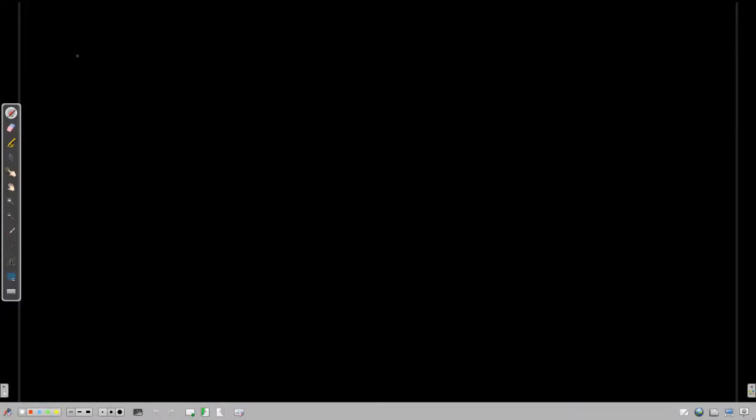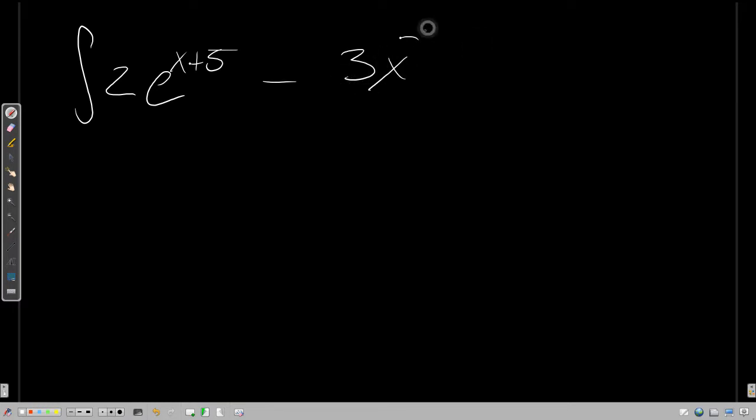Well, so that means we should integrate 2e to the x plus 5 minus 3x to the minus 2/3. But all I see is that, okay, well, I can see a substitution now. It's trivial. So here I'll do it one way this time, and then the next problem I'll make the substitution.